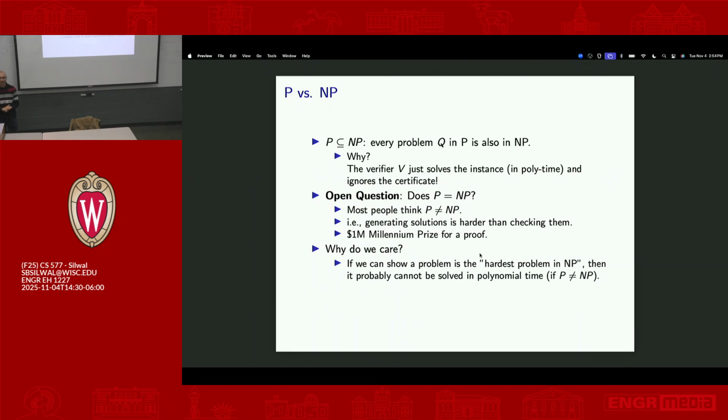Okay, so far I've defined these two classes, P and NP. Does that make sense? If it doesn't make sense, this is the right time to ask, because after this I'm going to define two more classes.